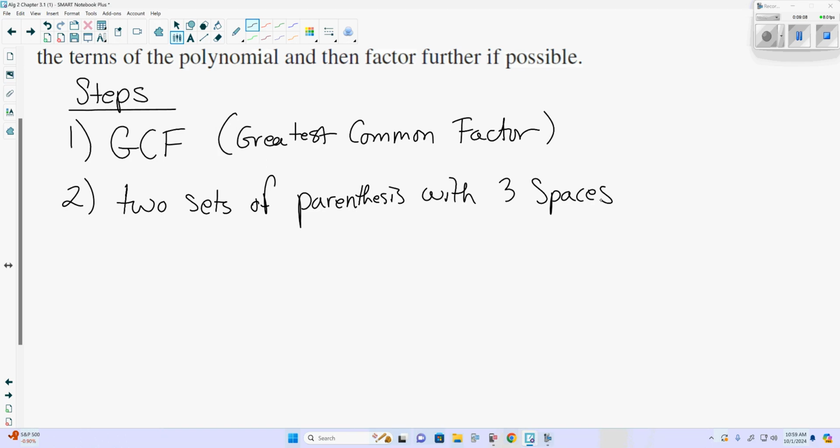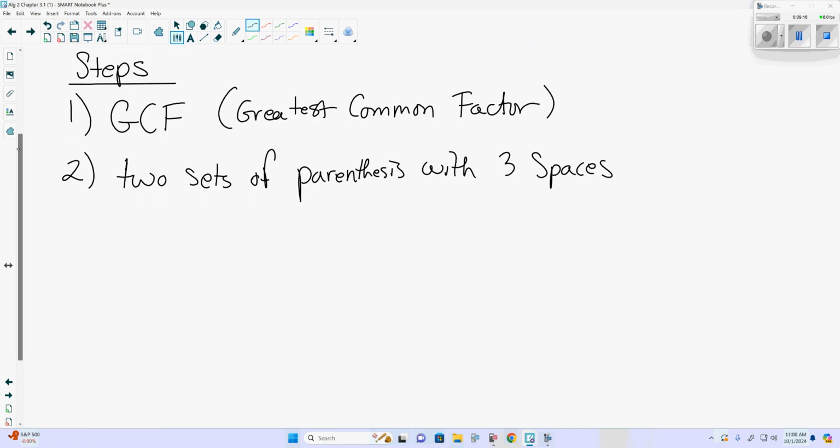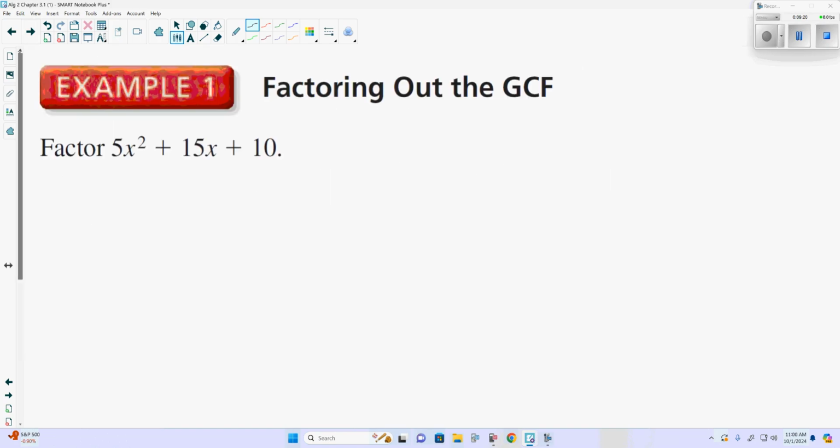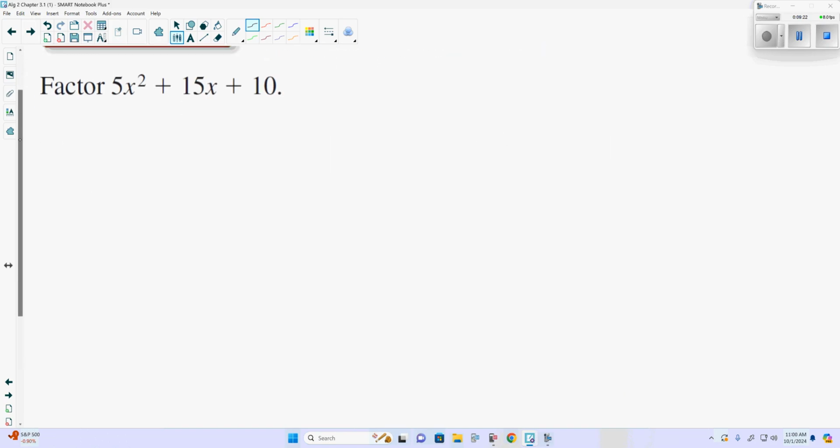Okay. All right, guys. Focus up here. So these are our first two steps. We'll get to step number 3 in a minute. So we have this right here, yes? So it's asking to factor this. So if we look at this here, we want to factor 5x squared plus 15x plus 10.